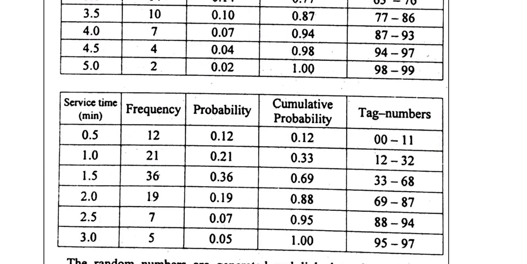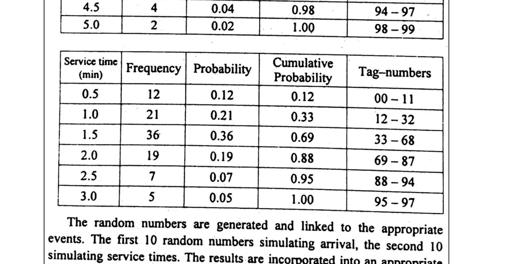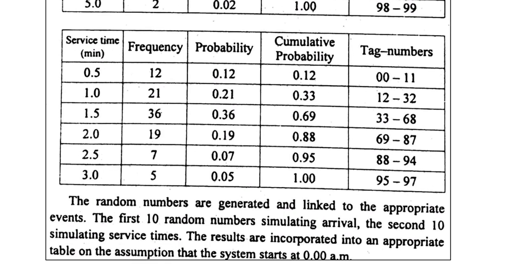For the service time also we have to calculate the probability and the cumulative probability, and go on to the tag number. Here the probabilities are 0.12, 0.21, 0.36, 0.19, 0.07, 0.05. The cumulative probability is 0.12; then 0.21 added to 0.12 gives 0.33; 0.36 added gives 0.69; 0.19 gives 0.88; 0.07 gives 0.95; and 0.05 gives 1.